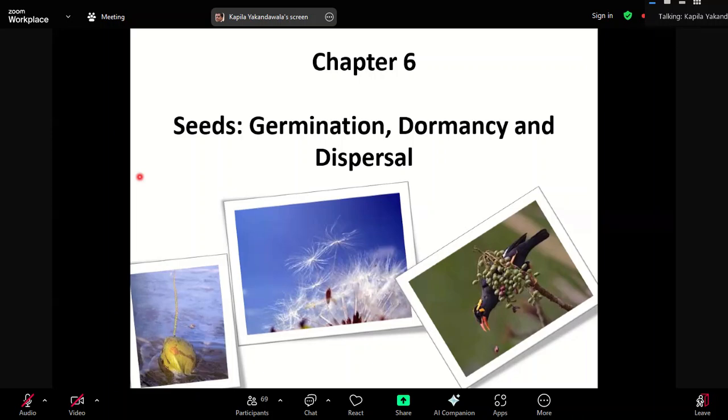Then we moved to the morphology of roots, stems, leaves, flowers. Then flowers can pollinate. Next, after pollination, seed production. So let's look at seed, germination, dormancy, and dispersal.